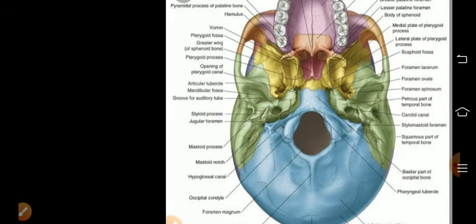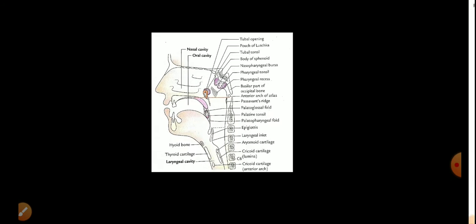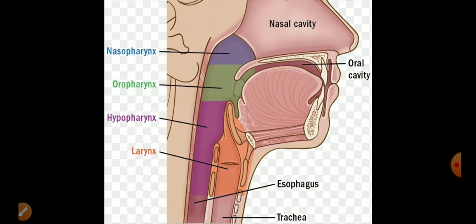Okay, now going to the subdivisions. Subdivisions are very easy to study, and they are a very important part. The part of the pharynx behind the nasal cavity is called the nasopharynx. The part of the pharynx behind the oral cavity is the oropharynx. The part of the pharynx present behind the larynx is called the laryngopharynx. It is written as hypopharynx, but can also be said as laryngopharynx.